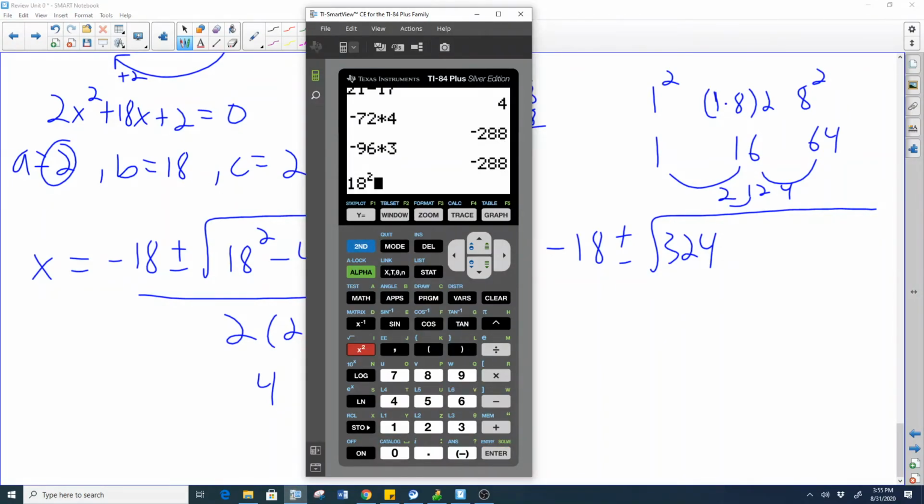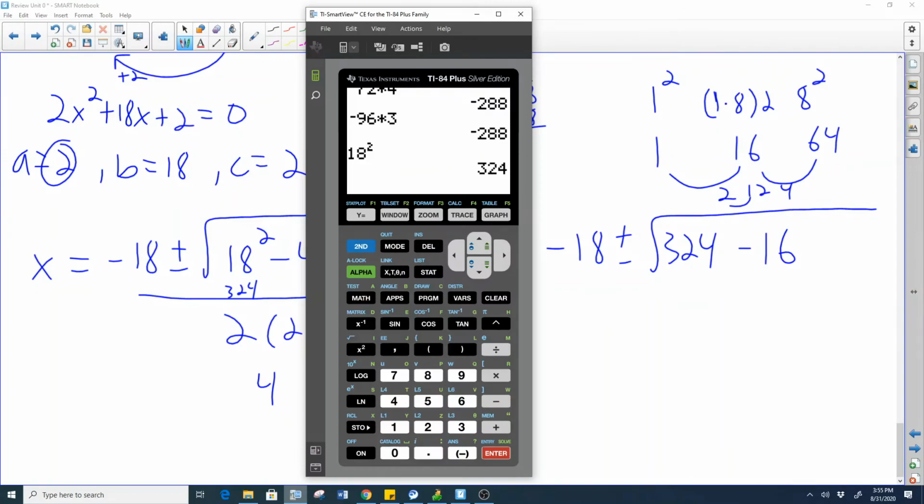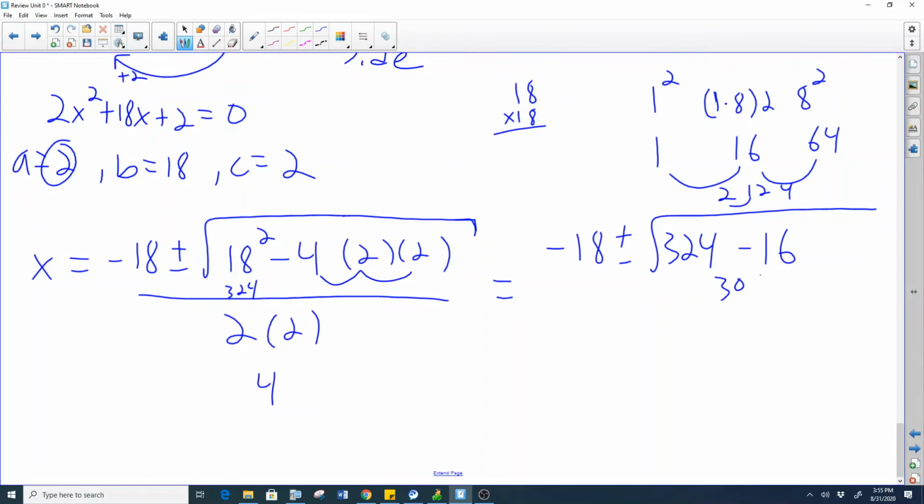Or you can just use your calculator. 18 squared is going to be 324. Okay, then we have negative 4 times 2 is negative 8 times 2 is negative 16. Nice. So now we're going to do 324 minus 16, and that gives us 308. So this will become 308 in a second, all over 2a, all over 4.